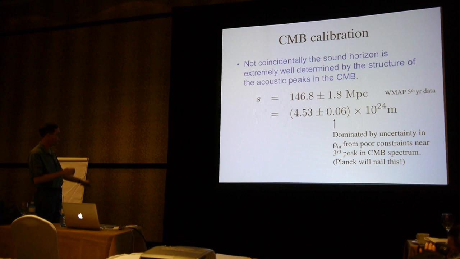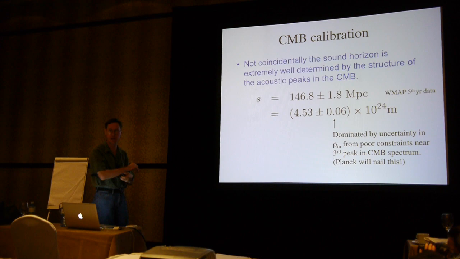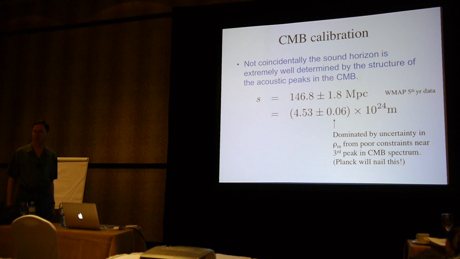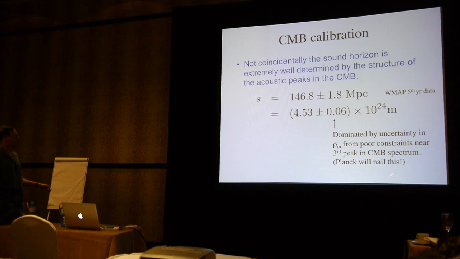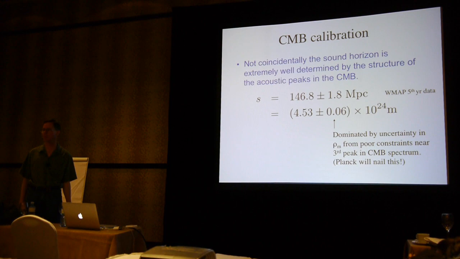And this error bar is no longer dominated by how well you can centroid any one of those features in l. It's really dominated by the fact that we don't actually understand the expansion rate particularly well back at the surface of last scattering. This basically comes from the fact that we don't have particularly brilliant constraints near the third peak, and so we can't actually get at the potential envelope very well. I'll just point out in passing, because I'm on the Planck team, that Planck will absolutely nail this, and so this will become yet another well-known cosmological number that you just look up.